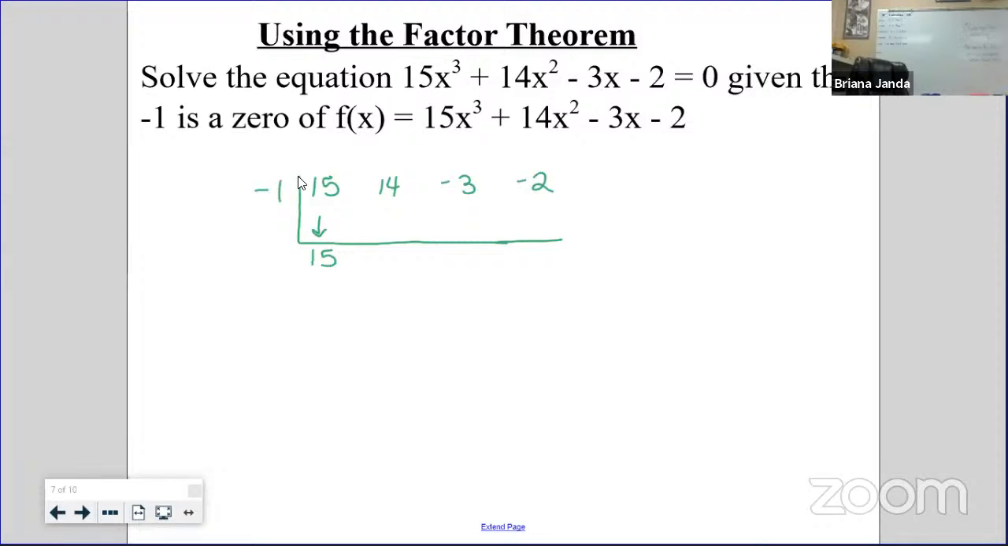Start my synthetic division process. Negative 1 times 15, negative 15, plus 14 would be negative 1. Negative 1 times negative 1 is 1, plus negative 3 is negative 2. Negative 1 times negative 2 would be 2.